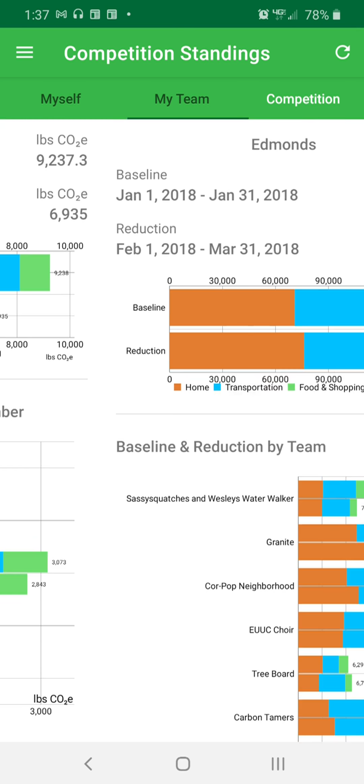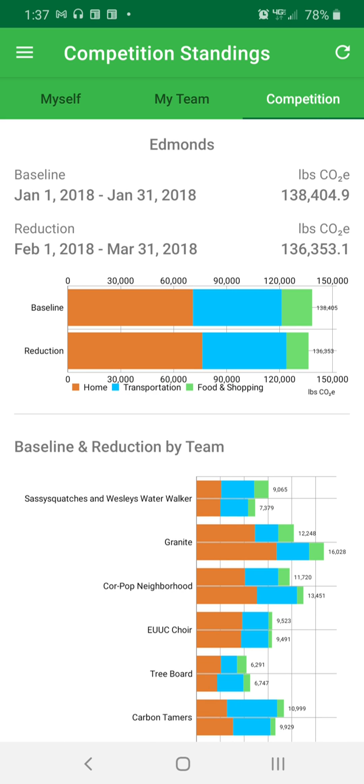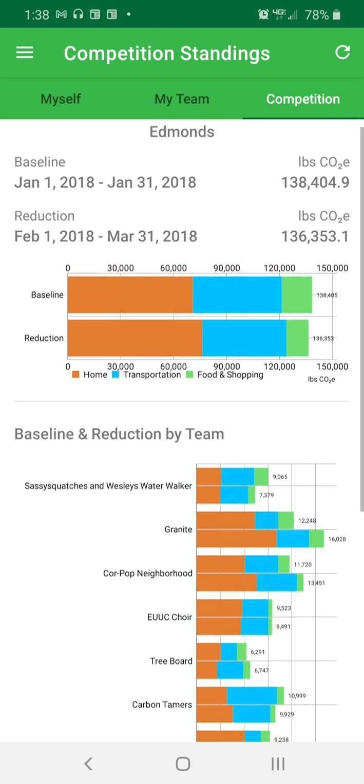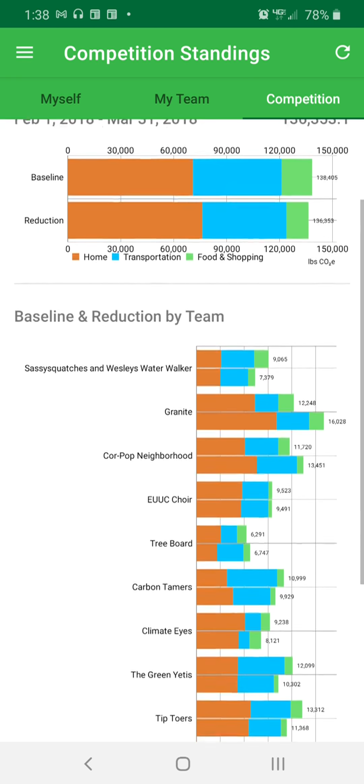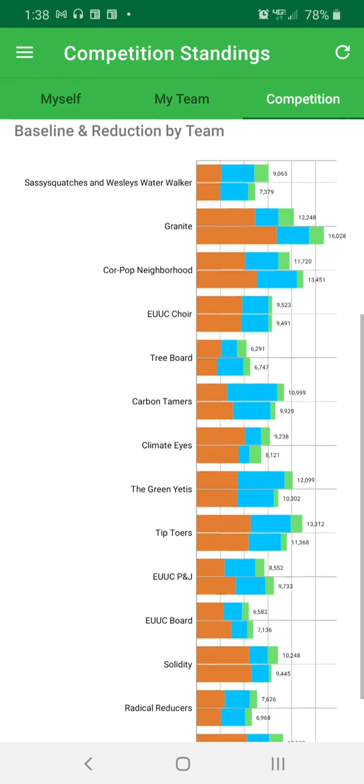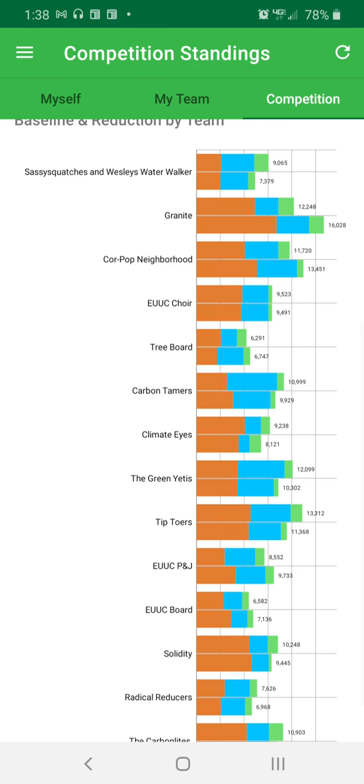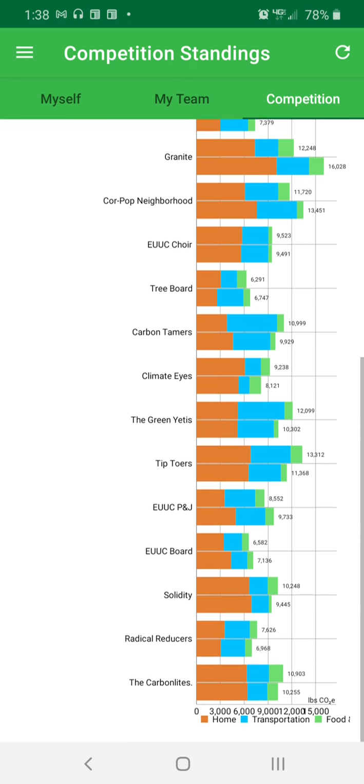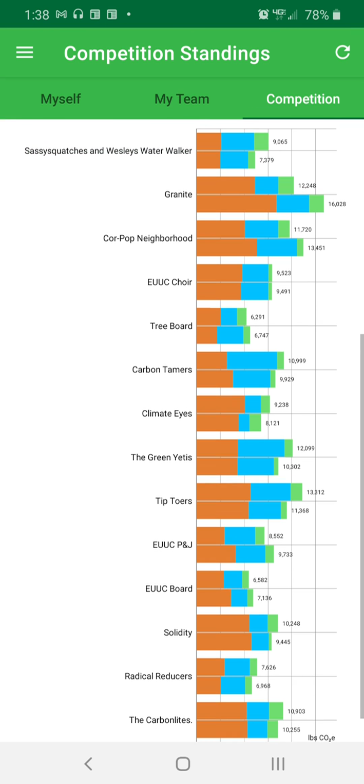Finally, how did their team do compared to the other teams? We see, again, the same time period, January for the baseline and February and March for the reduction period. And scrolling down, we see that there are about a dozen teams. Climate Eyes is about halfway down the screen here, and their team did about average.